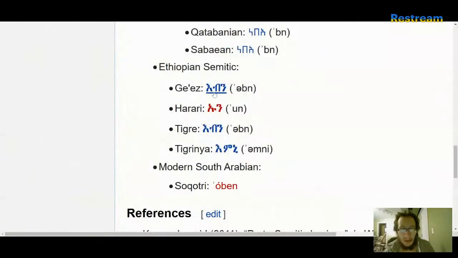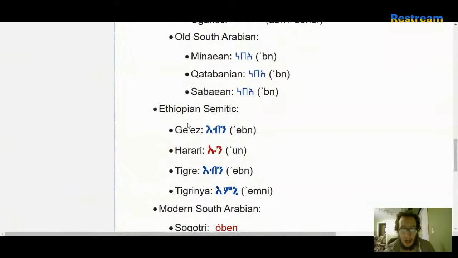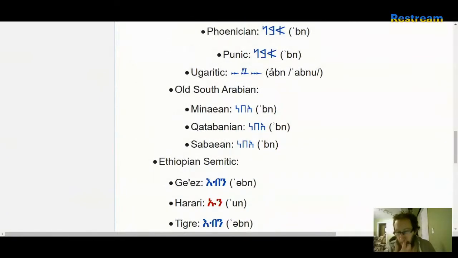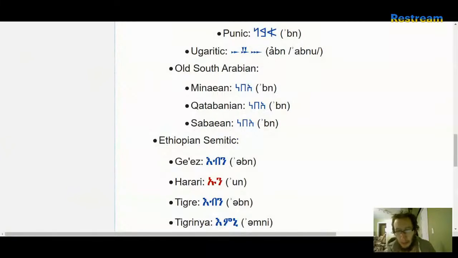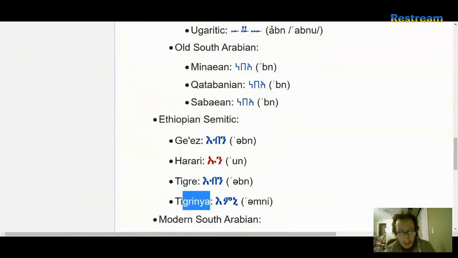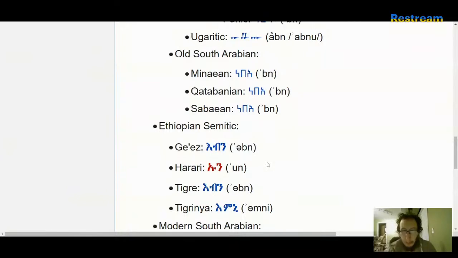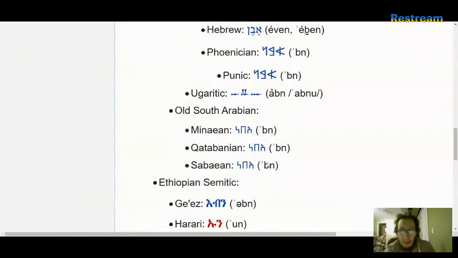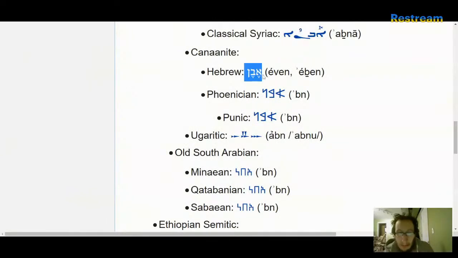So you have Ethiopian Semitic. So Ge'ez is eben, right here. Then you have Old South Arabian, eben. Oh, by the way, in Tigrinya, the B changes to an M. That's going to be important because we're going to see sometimes some Akkadian words, instead of a B or a P, it'll have an M instead. So the Hebrew, that's how it's spelled in the Bible, but in Paleo-Hebrew letters, that's what it's like right here. That's how you would spell it in Paleo-Hebrew letters.